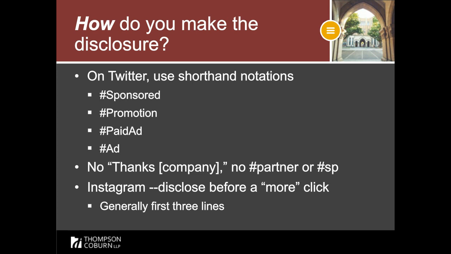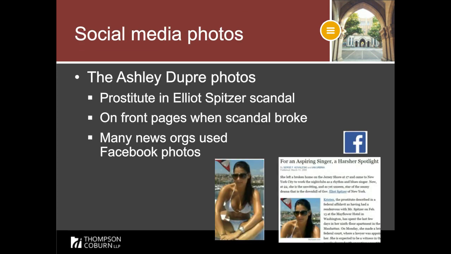On Instagram, which seems to be the hot issue of the day, it's got to be in the first 3 lines because those are the only lines that are visible on Instagram until you click more. And you can't hide the disclosure so that only people who click more see it. All right, so that's all on social influencers.